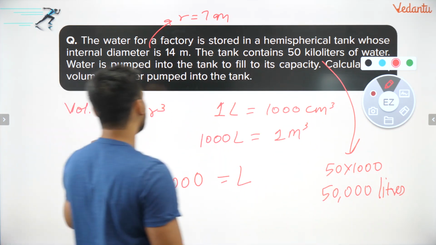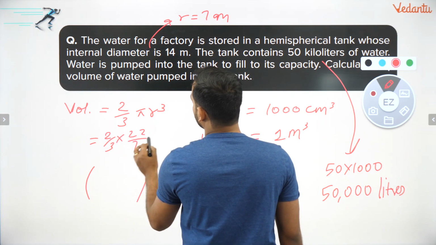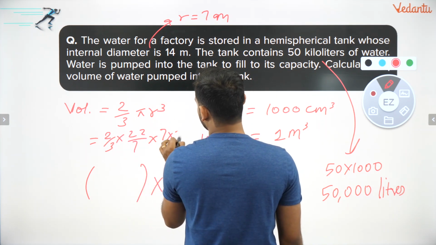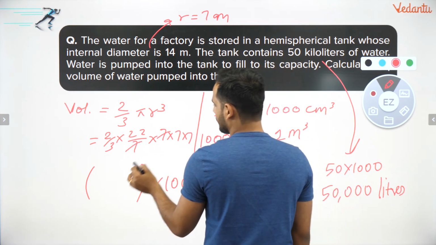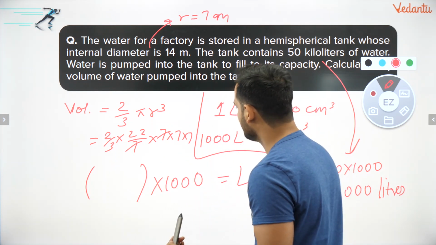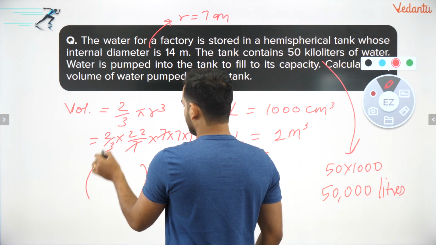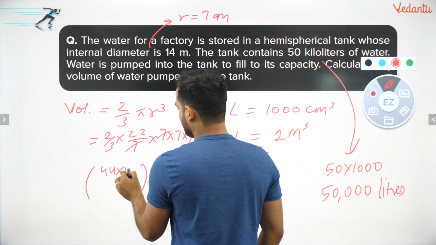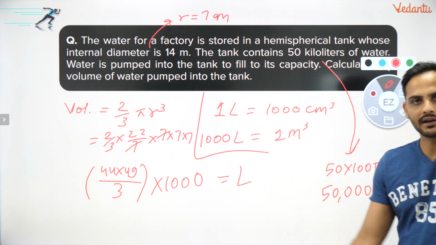So if you want, you can do it also very quickly. 2 by 3 into 22 by 7, and radius is what? Yeah, 7 into 7 into 7. Okay, so this got cancelled, and then nothing else will get cancelled. Nope, nothing else. So you'll be getting 22 into 2, 44. 44 into 49 by 3. This much, you solve it. Okay, you'll get your answer at the end.